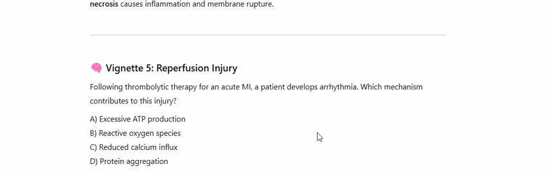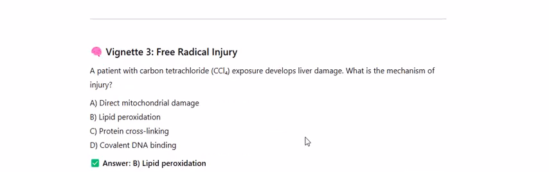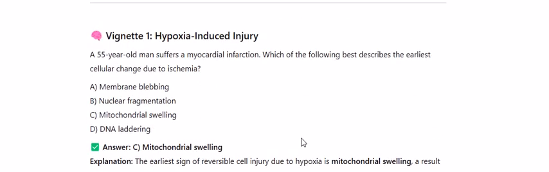Here are 10 Puerto Rico Medical Board-style clinical vignettes focused on the pathophysiology of disease, mechanisms of cell injury, each with 4 answer choices and detailed explanations. Vignette 1, Hypoxia-Induced Injury. A 55-year-old man suffers a myocardial infarction. Which of the following best describes the earliest cellular change due to ischemia?